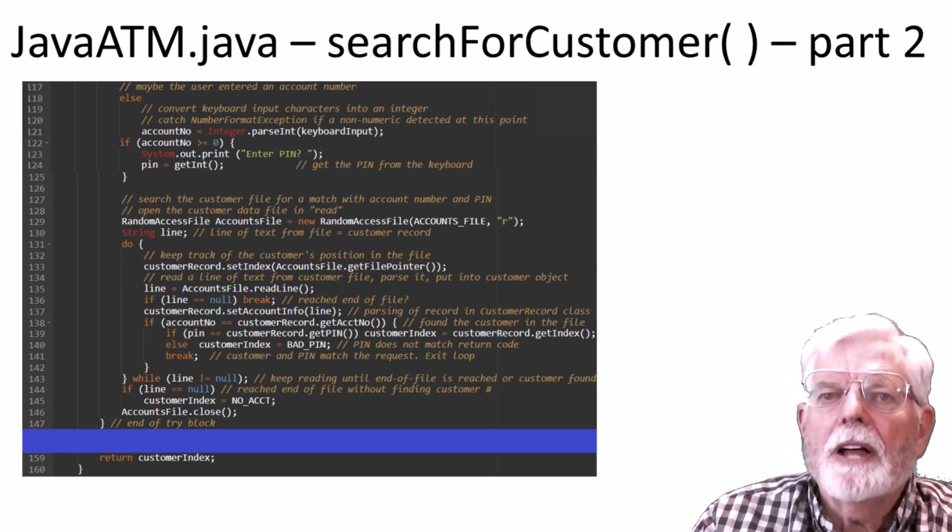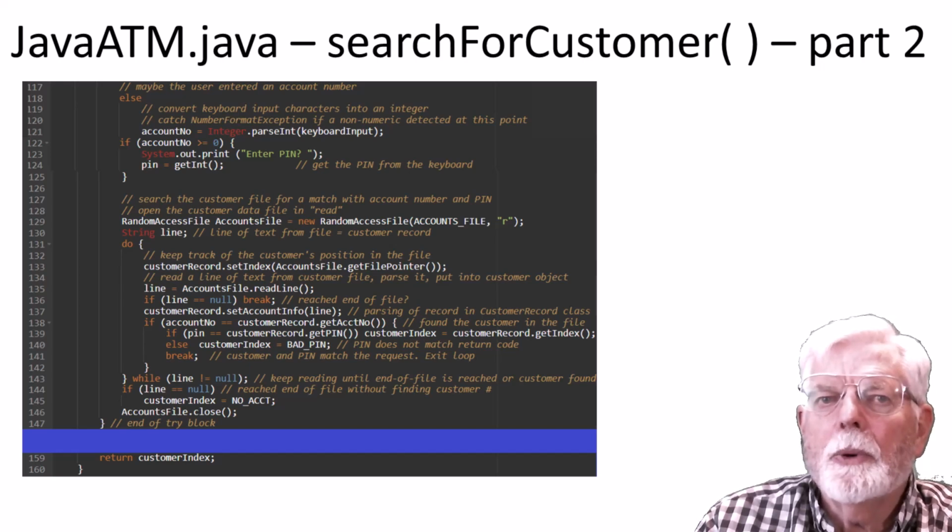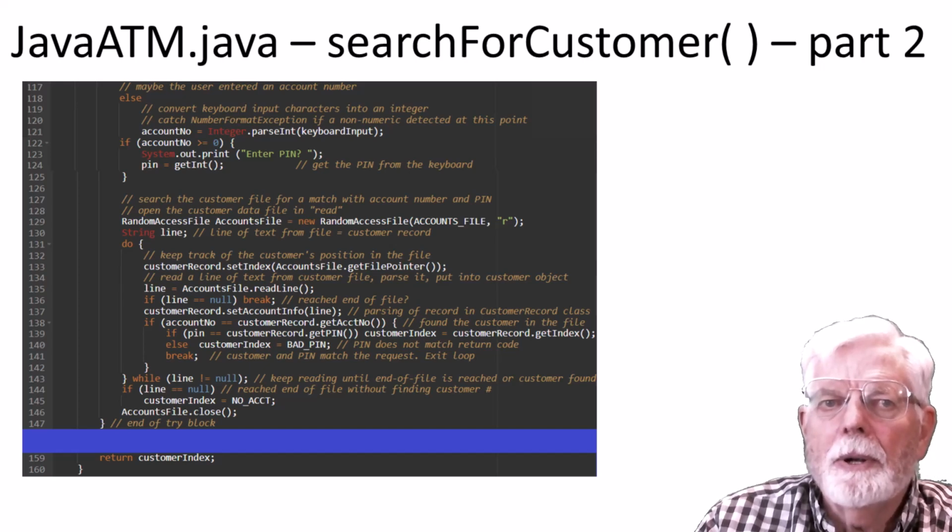The customerRecord.setAccountInfo(line) method receives a line of text and will parse it into an integer account number, an integer PIN, a double checking balance, and a double savings balance. We will see how this is done when looking at the class definition in the CustomerRecord.java file.